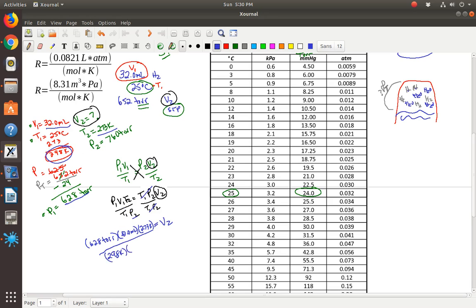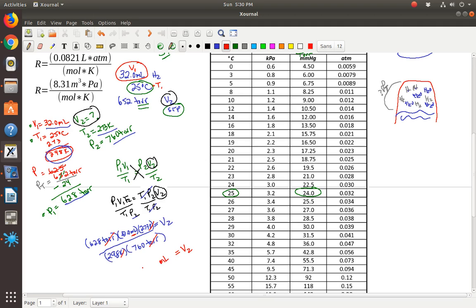And P2 is 760 torr. And now all you have to do is cancel out your units. So torr and torr cancel, kelvins and kelvins cancel. Milliliters is what's left, and V2 is going to be in milliliters, which is my volume.